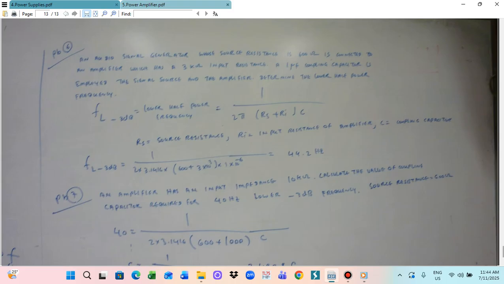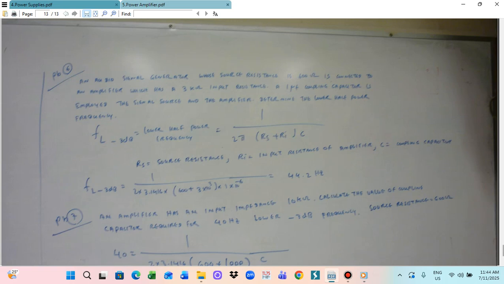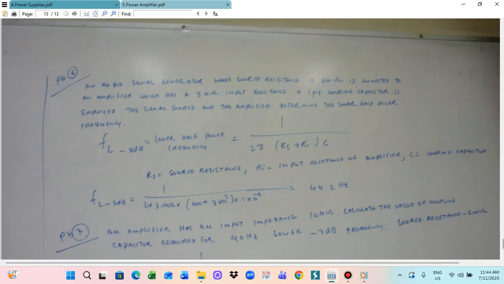And based on this, there will be two more problems for the calculation, problem 6 and problem 7. I have already provided the equations, so you look at them. There will be an audio signal generator whose source resistance is 600 ohm, connected to an amplifier which has a 3 kilo ohm input resistance and a 1 microfarad coupling capacitor. So those are the given. We have to calculate the low half power frequency, in this case FL at 3 dB. So that equation is 1 divided by 2 pi (RS plus RI) multiplied by C. So we substitute the RS and RI values, then we can calculate the 3 dB frequency.